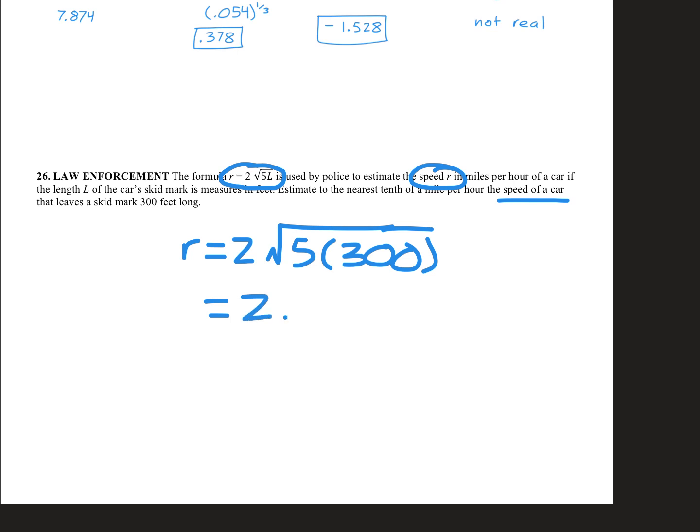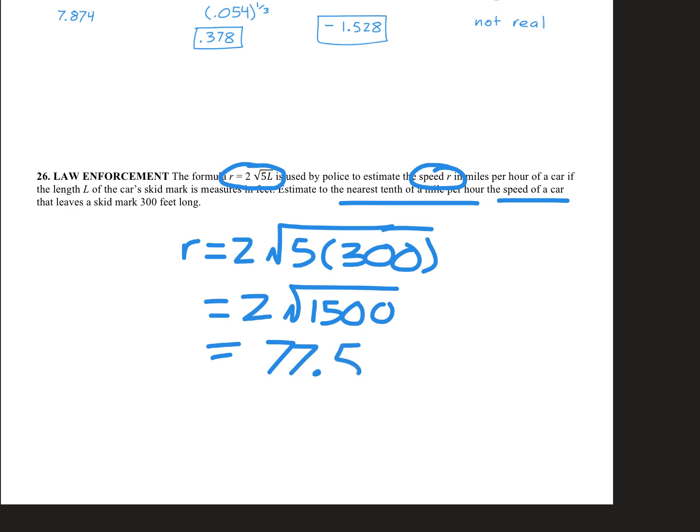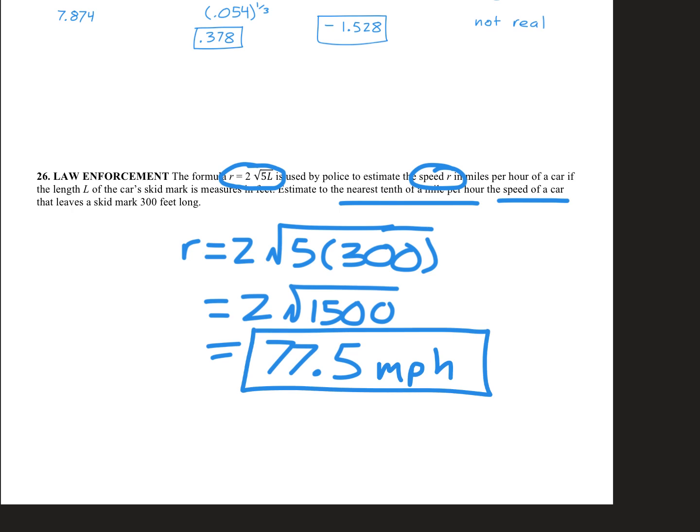So we're figuring out 2 radical 1500. They want that to the nearest 10th of a mile per hour. So 2 times the square root of 1500 is 77.5 miles per hour. And so now the cops have to figure out what the speed limit was there, and that'll determine if the person was speeding or not. All right, that's it for 6.4.